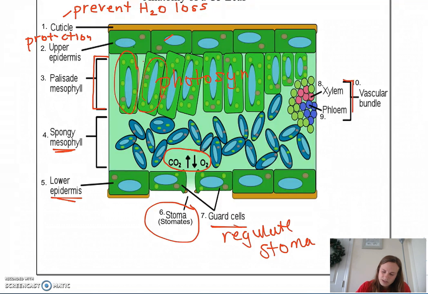Lastly, you've got the vascular bundle. The vascular bundle is composed of the xylem and the phloem. Those are involved in transport of materials through the plant, where the xylem carries the water up from the roots and the phloem carries the food through the plant. So that's the anatomy of the C3 plant.